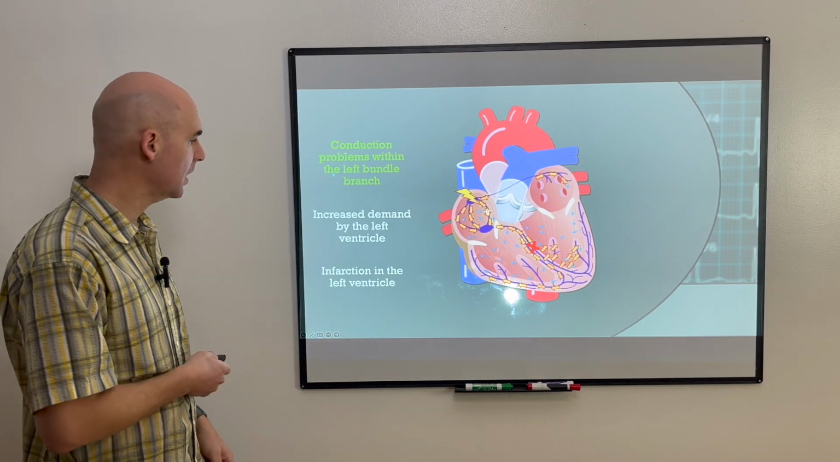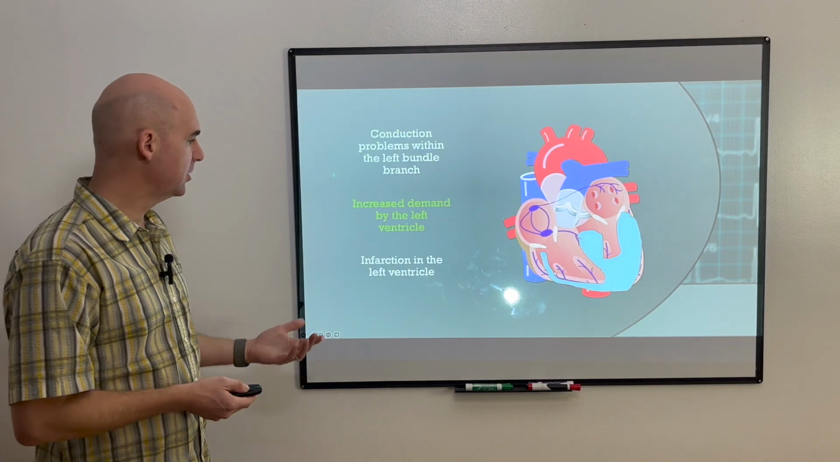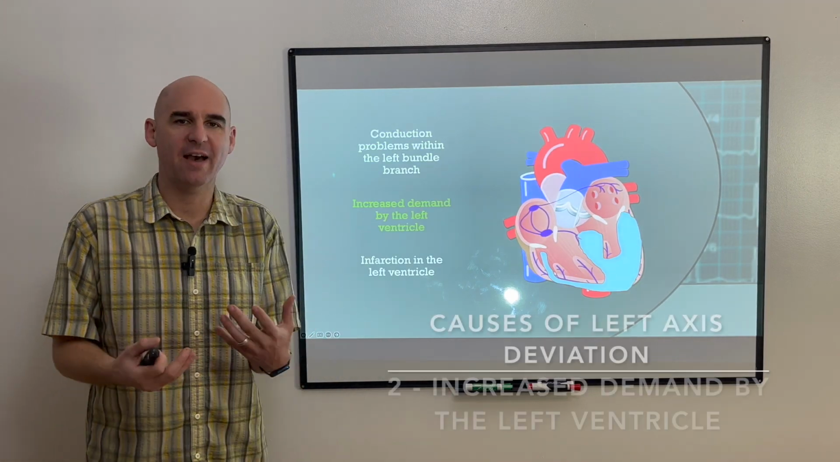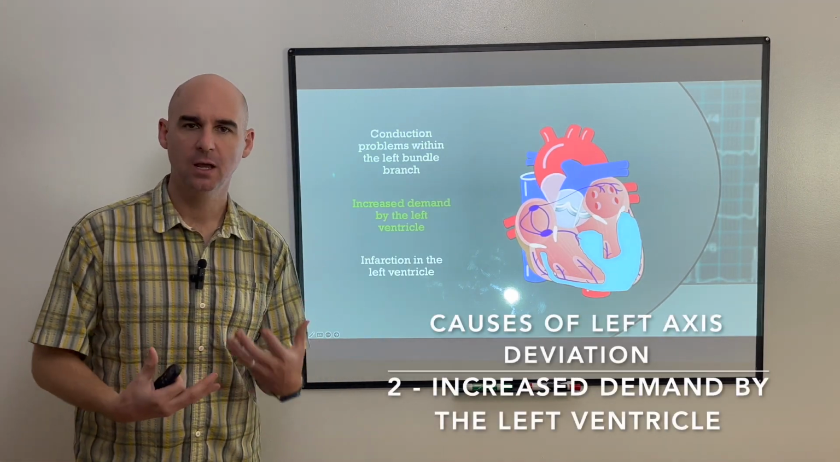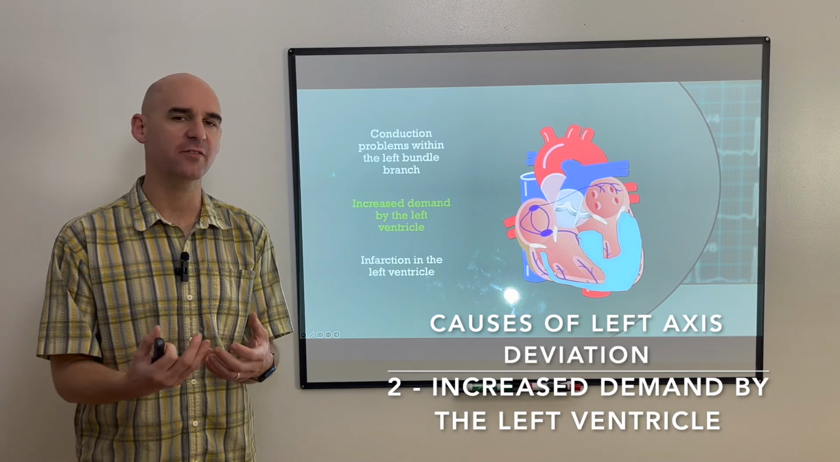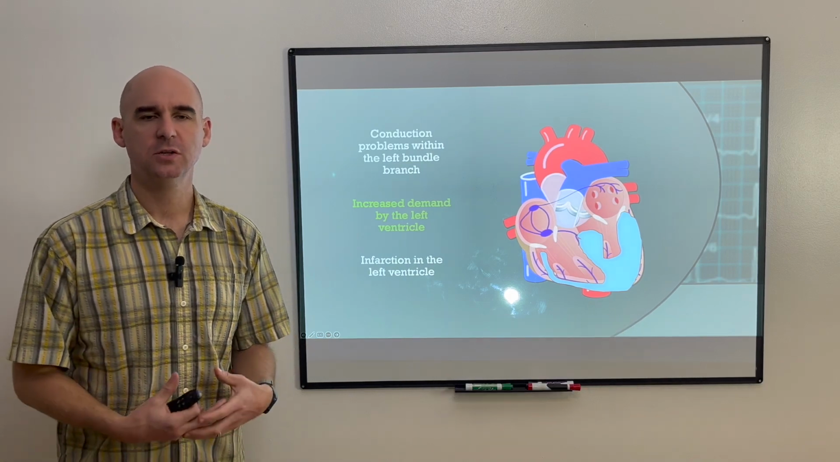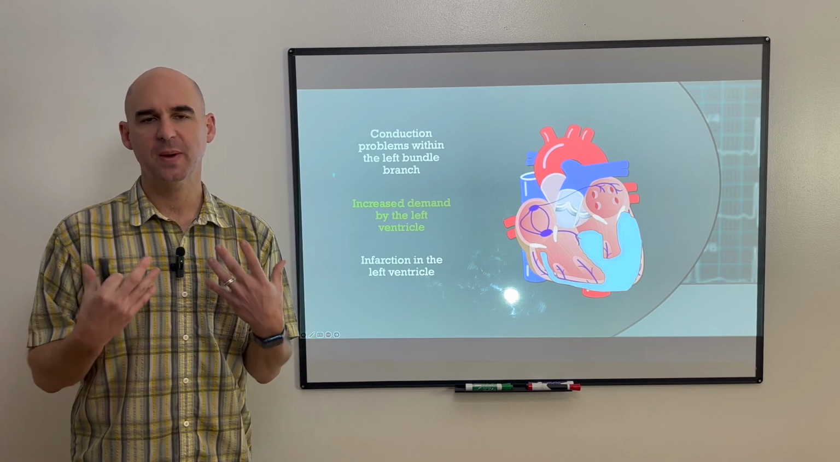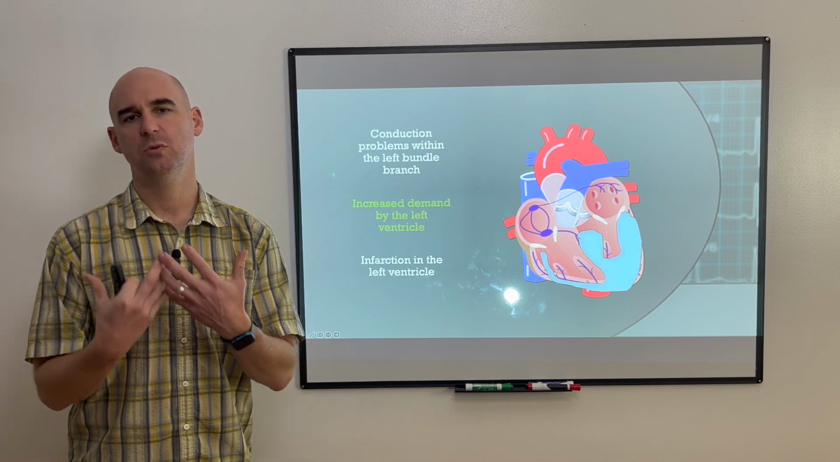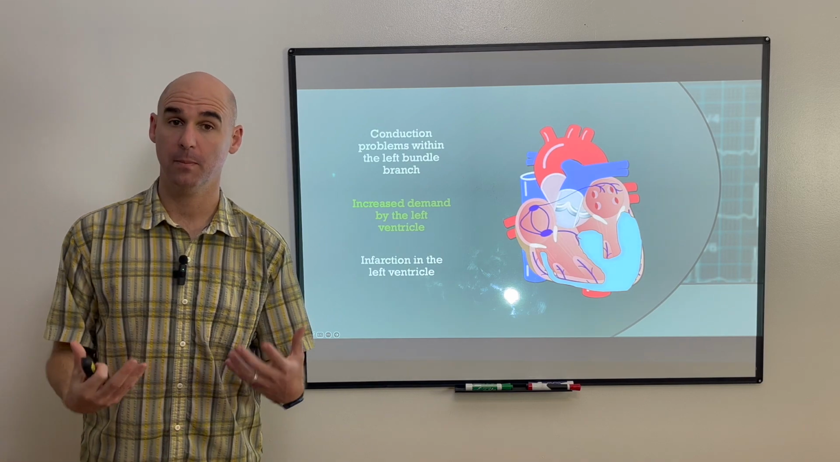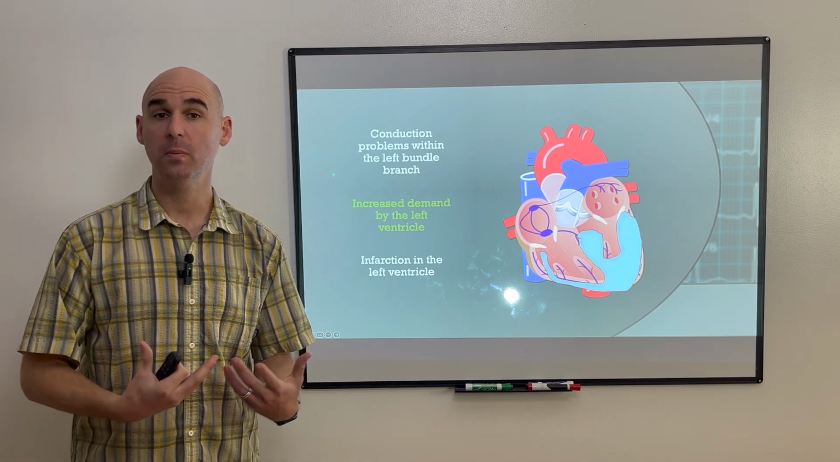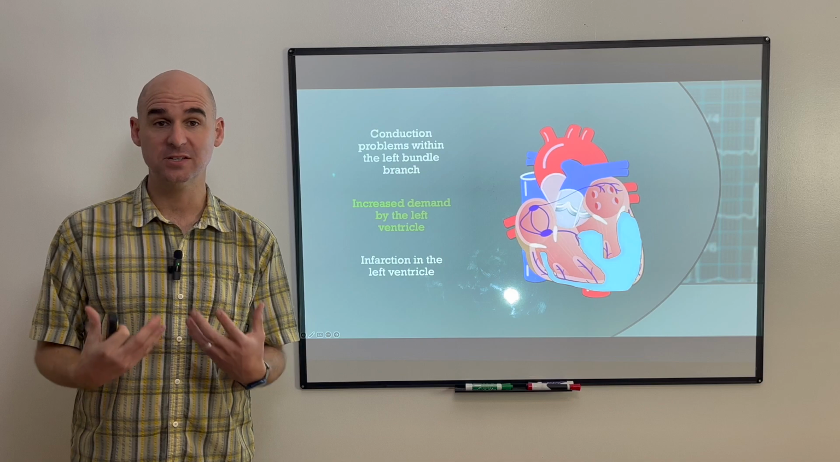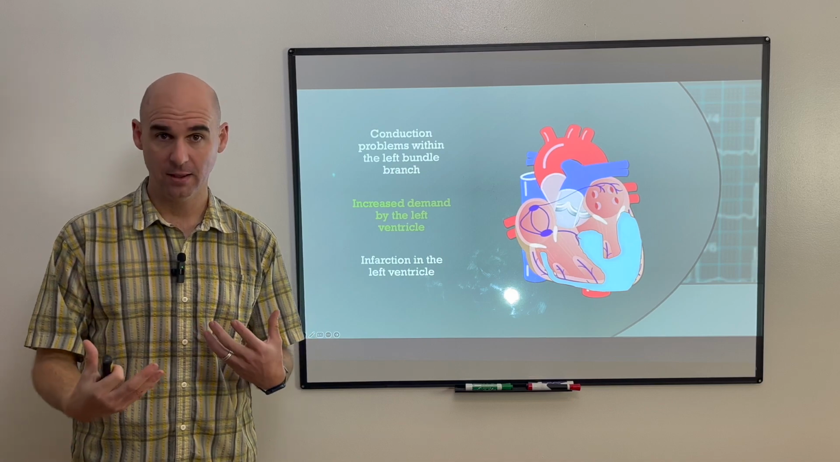And that's going to cause the axis, or the average direction, to move a little bit more toward the left-hand side. All right. Again, another reason that we can see that is when we have increased demand on that left ventricle, and especially if we're talking about this chronically. So one of the things that happens within patients is that, especially patients who are sick, or patients who live a very stagnant life, or are patients who are obese, even morbidly obese, is that the heart has to work harder every day, okay?